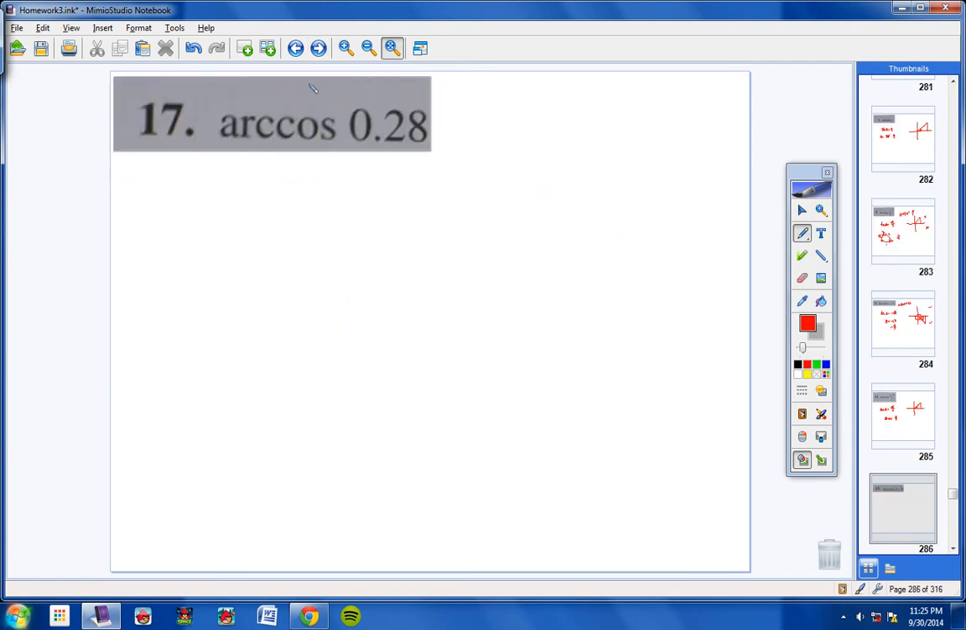All right, moving on to number 17. And now the directions say use a calculator to approximate the expression, round your result to 2 decimal places. So here we go, this will be even faster. Cosine of theta equals 0.28. So I'm going to hit second cosine, and then 0.28 and hit enter. And I'm going to get 73.739.